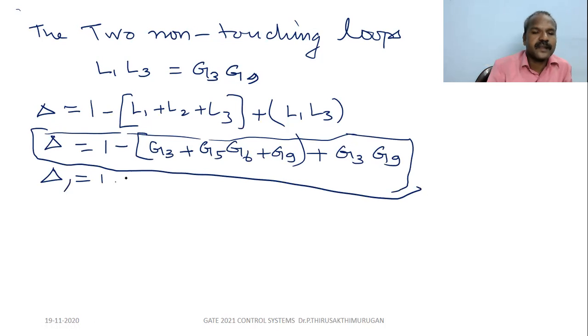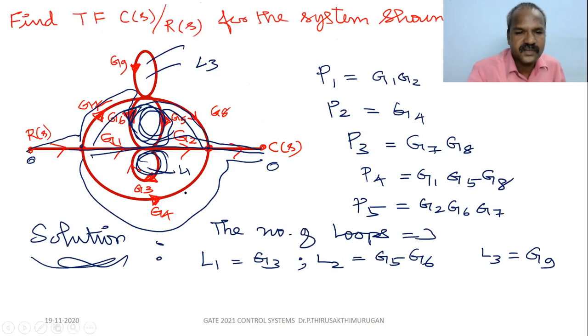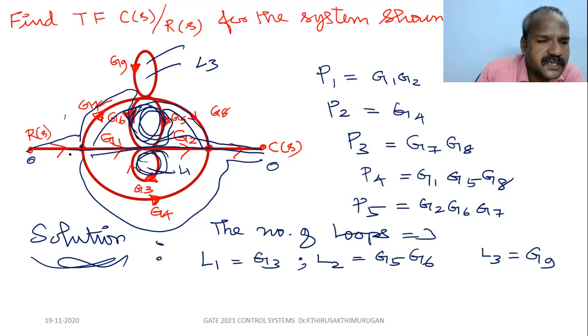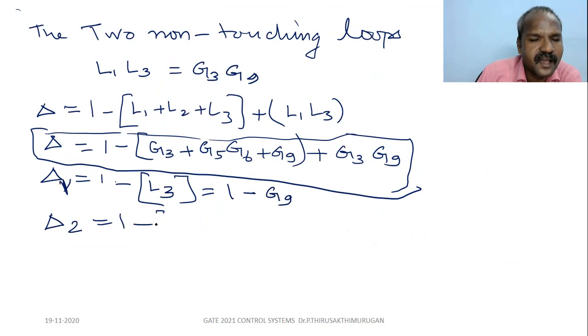What is delta 1? 1 minus the same delta terms which are not touching the first forward path. So which is the first forward path? This is the first forward path. Which loop is not touching the first forward path? That is L3, the individual loop. So L3 is not touching the first forward path. So delta 1 is 1 minus G9.